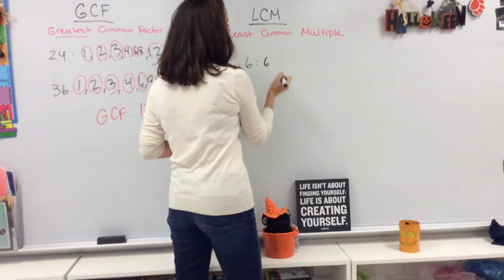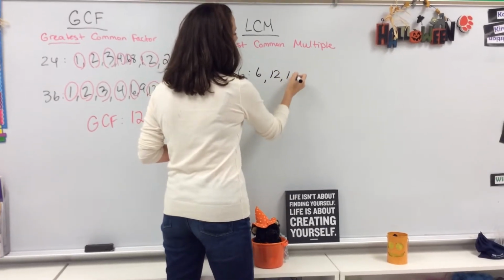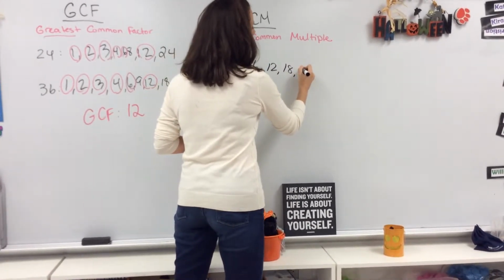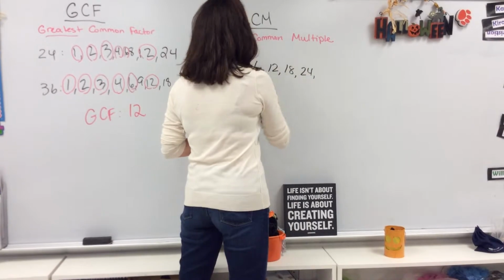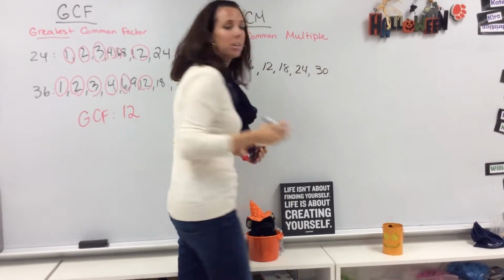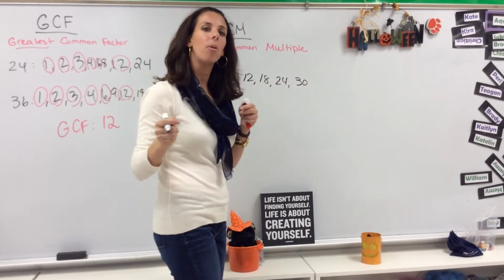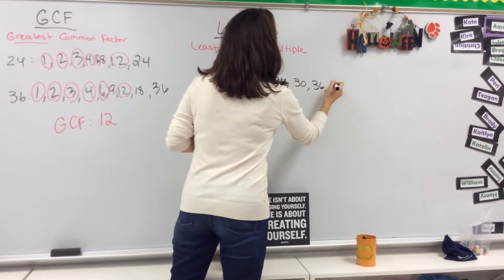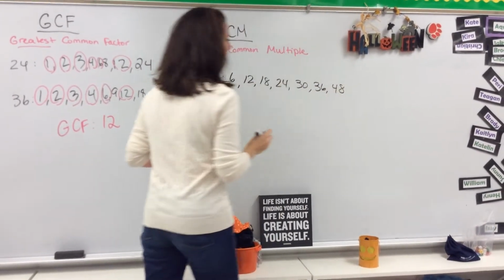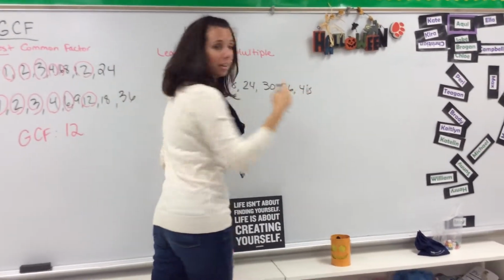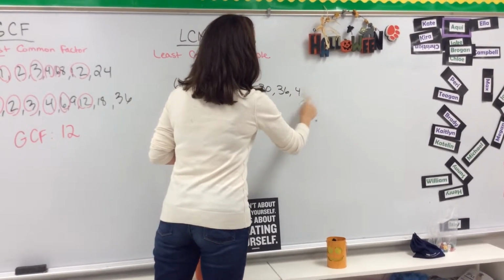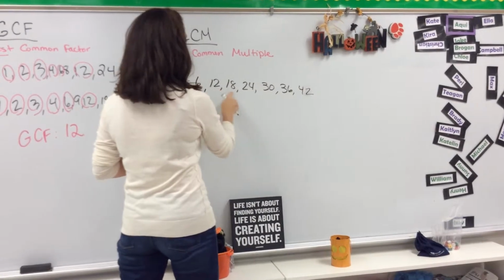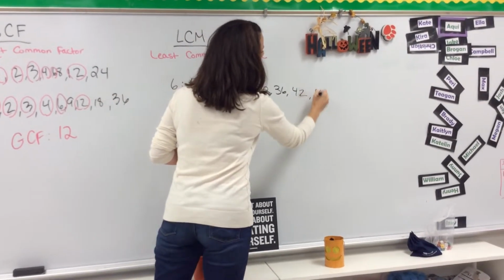So I know 1 6 is 6, 2 6s is 12, 3 6s is 18, 4 6s is 24, 5 6s is 30, and I'm going to stop talking because, as my kids know, if I talk and write, I get mixed up. So 36 and 48. Okay, 42. See, I did it. 42. Okay, now 1, 2, 3, 4, 5, 6, 7. I'll go one more, 48.